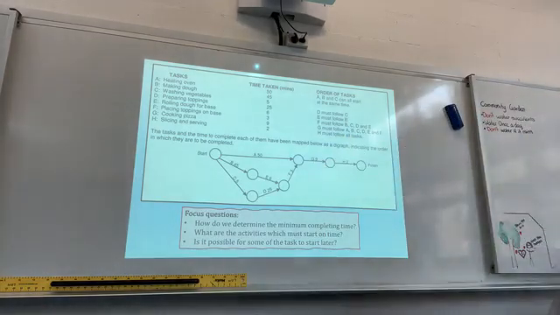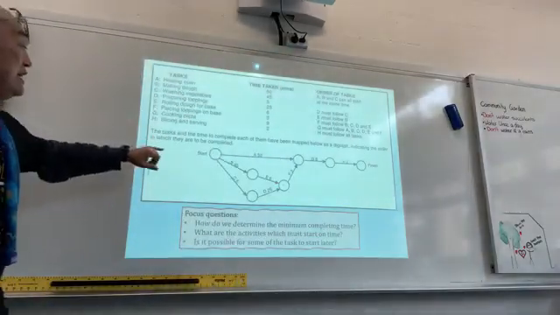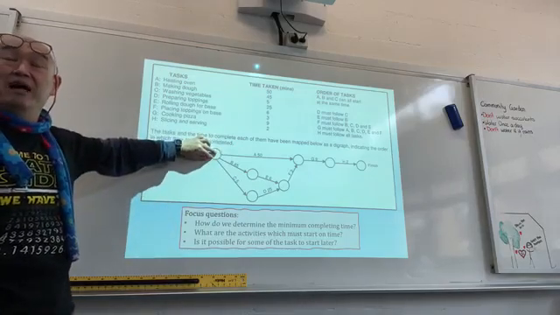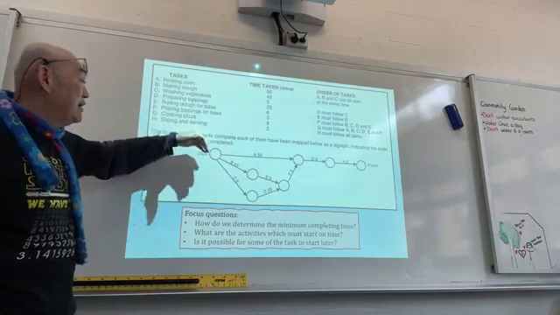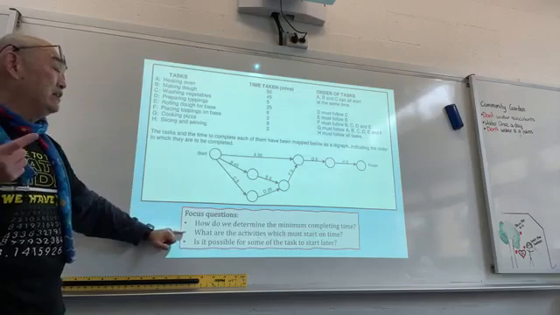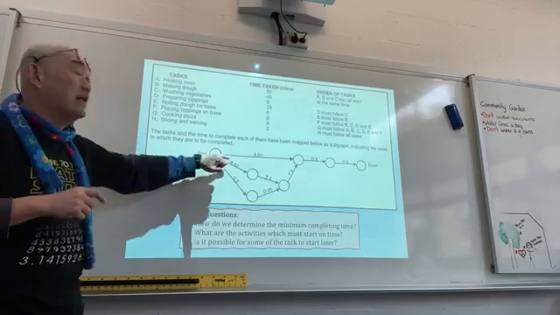So the focus question for us is, how do we determine the minimum completion time? And what are the activities which must start on time? Is it possible for some tasks to start later? So what we need to do is think about the earliest starting time using forward scanning. Like I said, we can't split ourselves into three. We can't start everything at the same time, right? Some of it can start a little bit later. So therefore, we have to think about which activities must start on time, and which could start a little bit later.